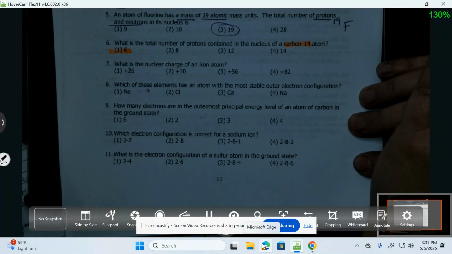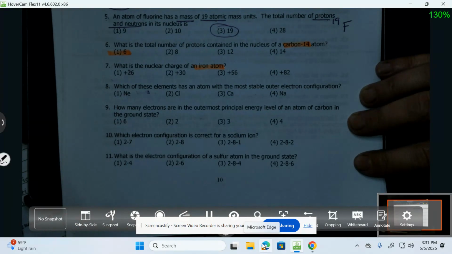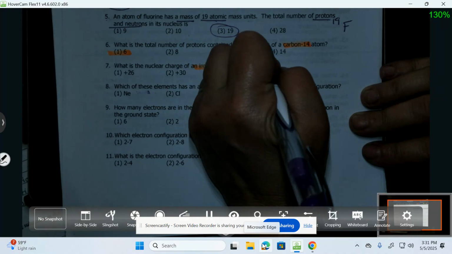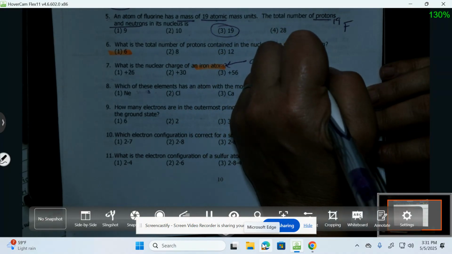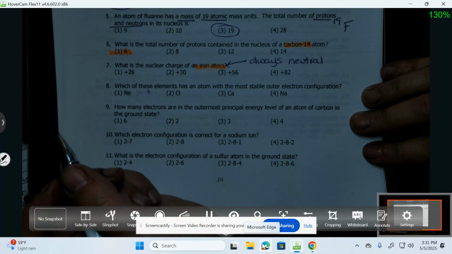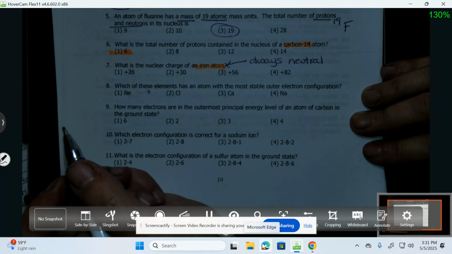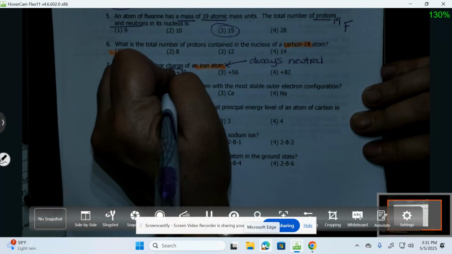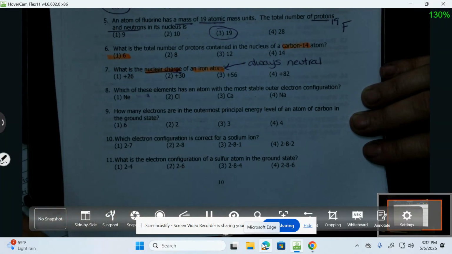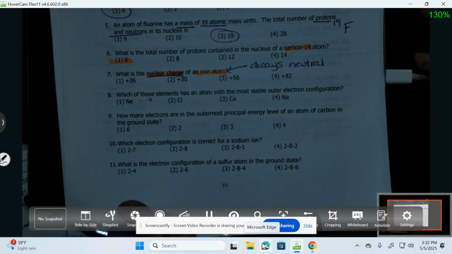What is the nuclear charge of an iron atom? If you see the word atom, what's the charge on an atom? Always neutral. Atoms, by definition, have no charge. Okay? But they asked us for the nuclear charge. The nuclear charge is the charge of just the nucleus. What's the only thing in the nucleus that has a charge? Protons. So they're asking for the number of protons. What is it, 26? That's what I would pick.